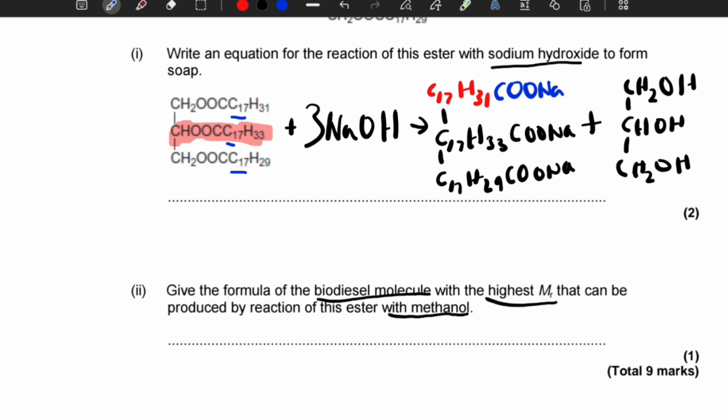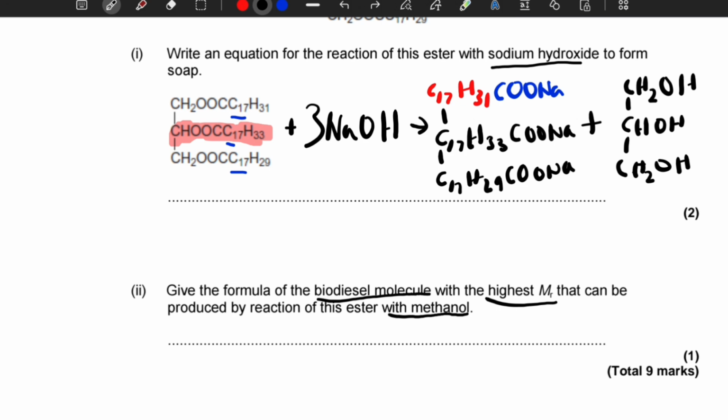Those thick fatty acid chains. Which one has the thickest fatty acid chains? This one. It has 33 hydrogens. That's why it has the highest Mr. It has more hydrogens than these other ones. So now we need to write it in reverse. If you didn't do this question, I want you to write it in reverse.